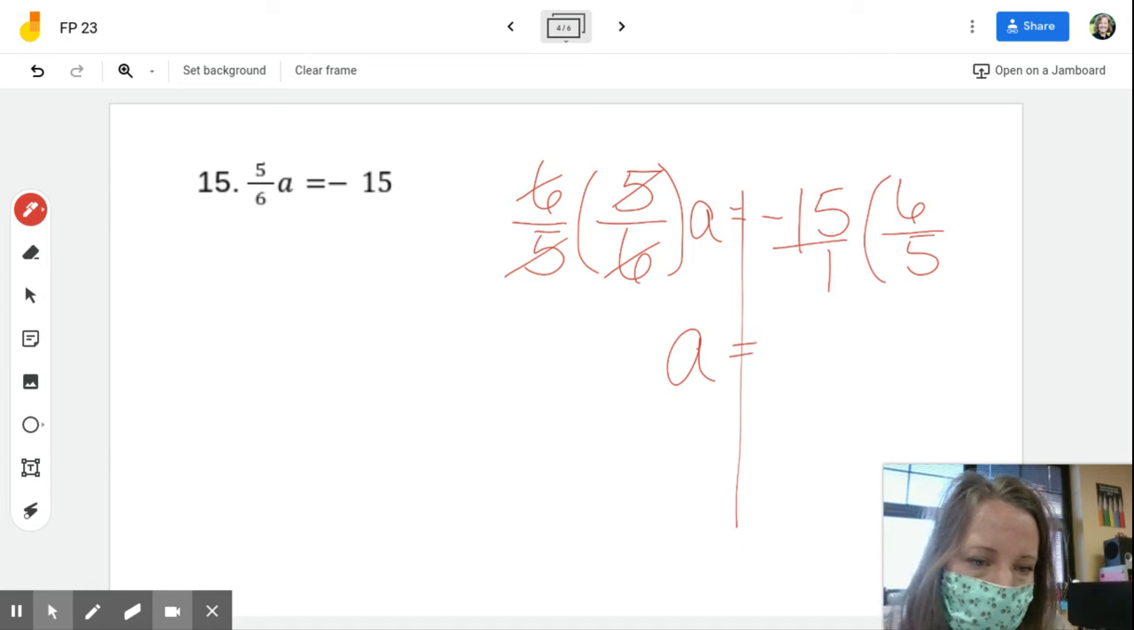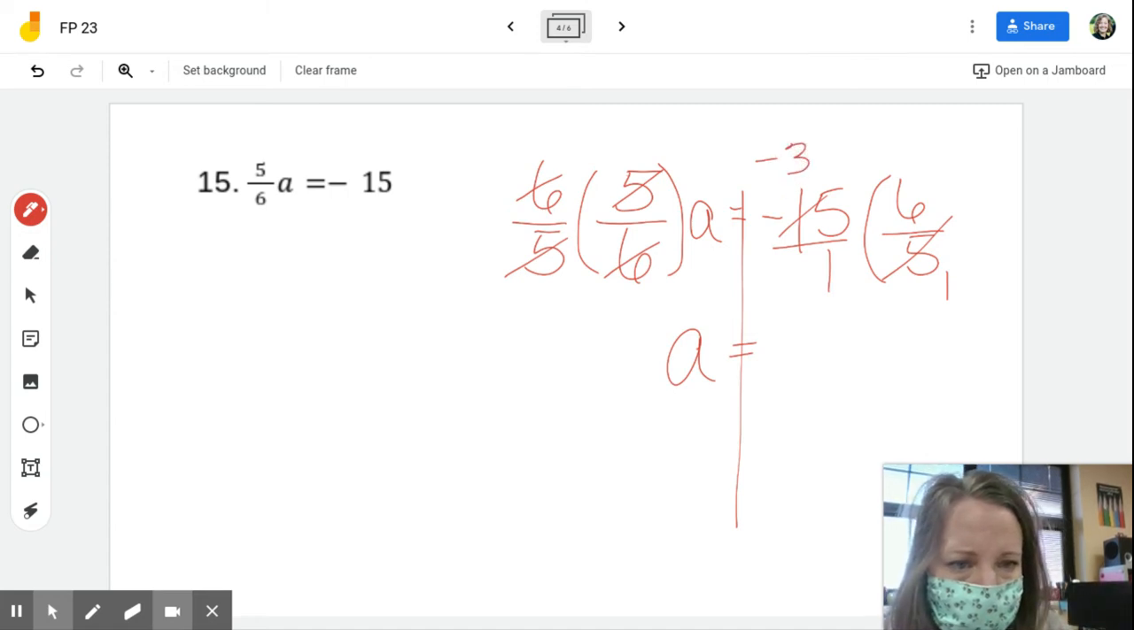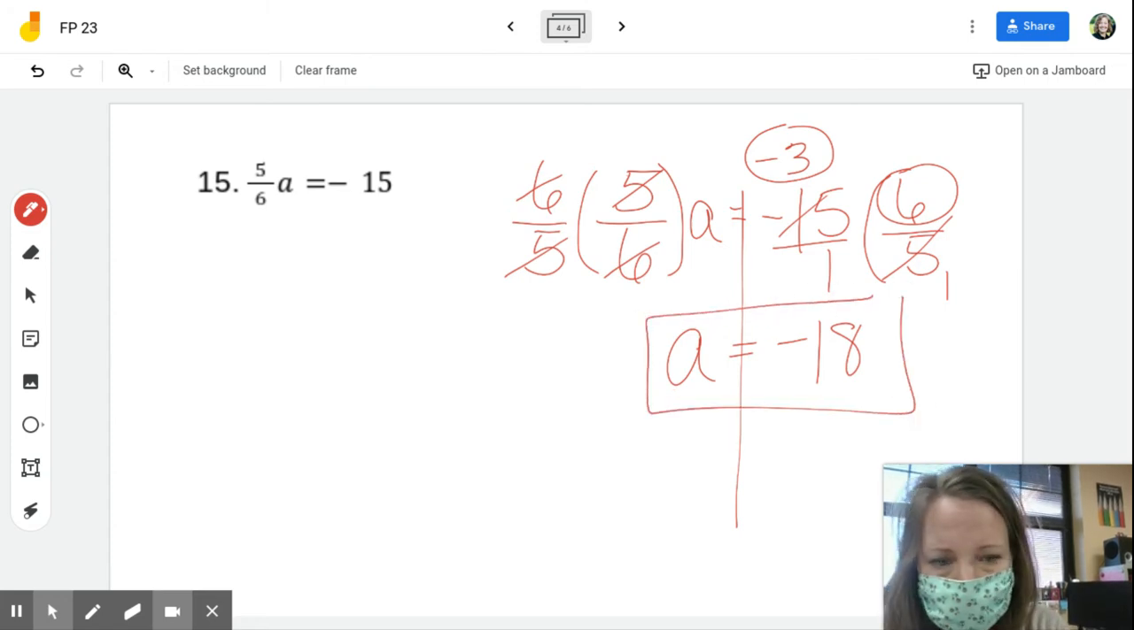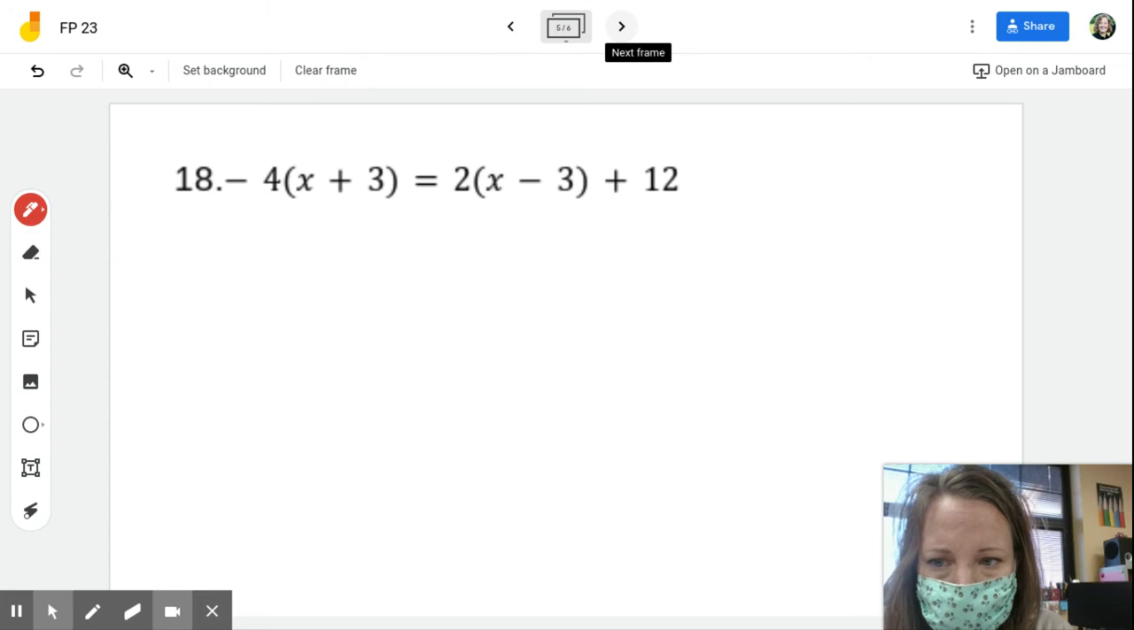Identity property. So here, 15 and 5 have a common factor of 5. So 5 divided by 5 is 1, and 15 divided by 5 is negative 3. So now I just have negative 3 times 6. So it's going to be negative 18. So for number 15, we have negative 18 as our answer. A equals negative 18.